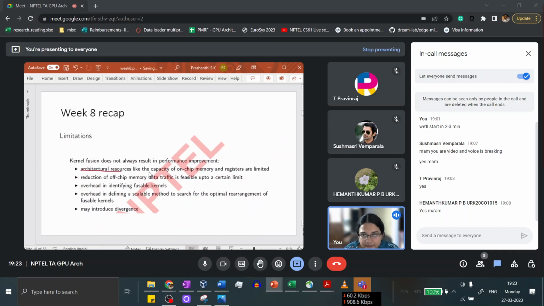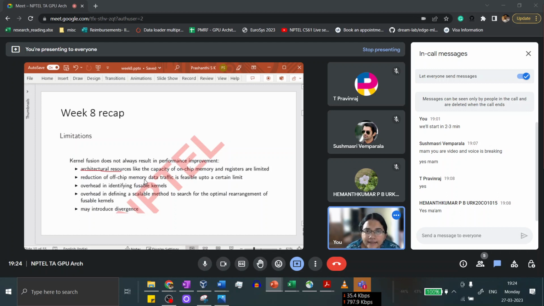So that's one of the limitations. The architectural resources, for instance your on-chip memory or your registers, are limited. If you fuse these kernels and make them consume more on-chip memory or more registers, that might cause other side effects as to how many threads you can possibly launch in parallel. So that might again cause some performance degradation. You might not always get the theoretical performance improvement that you're expecting.